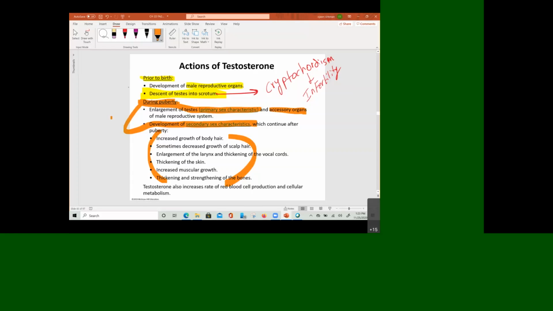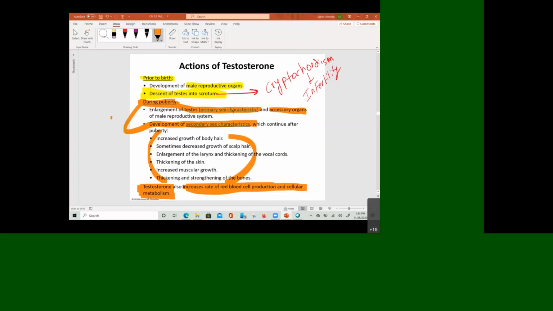This is why a lot of anabolic steroids that have testosterone in them are used, because they increase cell metabolism and increase red blood cell production, which means more oxygen is delivered to the muscles.